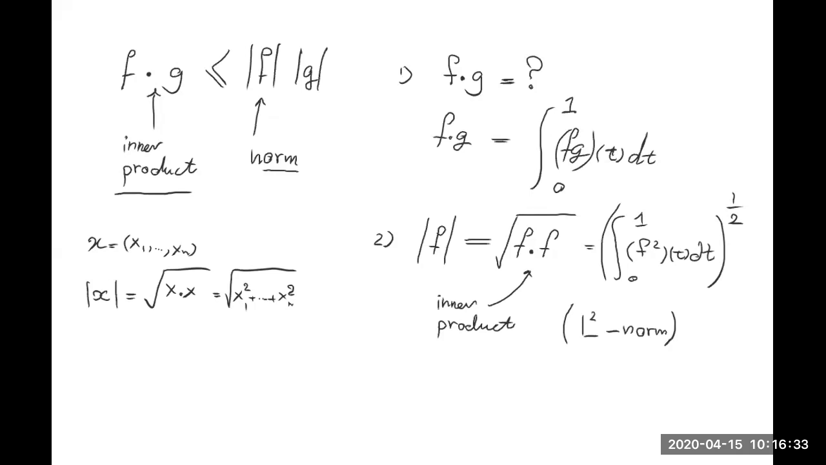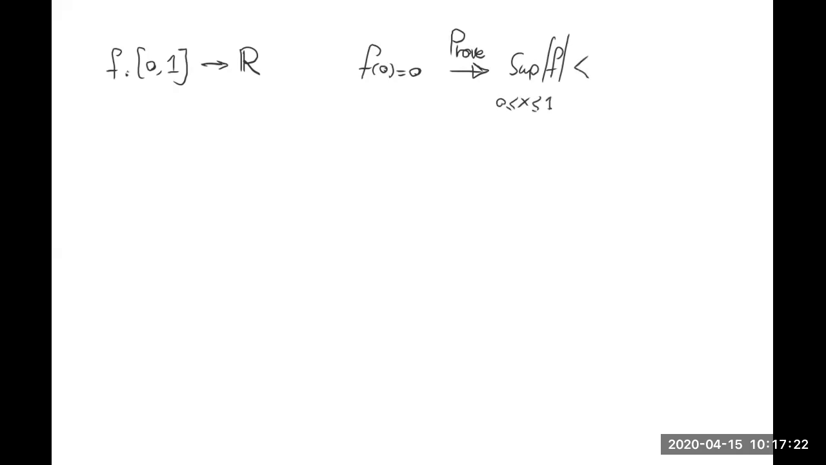And then the question is whether this generalized Cauchy-Schwarz inequality is still correct. And the answer is yes. As long as the integral of these functions makes sense, we still have this inequality. Okay, now let's go back to our question. We had a function from 0 to 1 to R, which was differentiable with continuous derivative, and f of 0 is 0. And the question asked us to prove that the supremum of the absolute value of our function for all the numbers between 0 and 1 is less or equal than the integral of the absolute value of f prime t squared dt from 0 to 1, to the power 1 over 2.